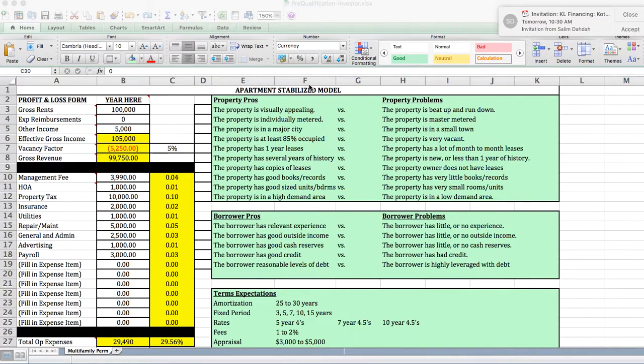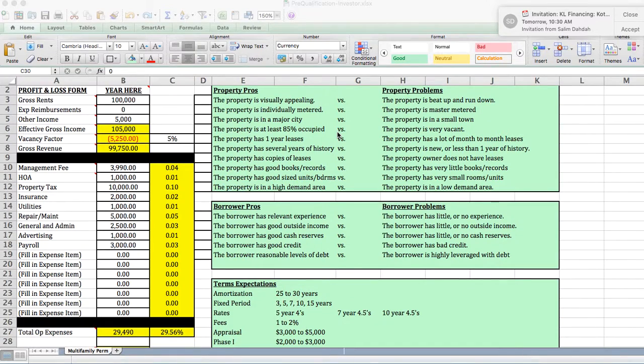Okay. Now let's go up here and talk about this section, which is really the property pros and the property problems. We went ahead and put together just some things to be cognizant of when you're trying to qualify a property. The first one for apartment is: is the property visually appealing versus is it beat up or run down? That's a big deal to the lender and should be to you as well. I mean, how does it look? Dilapidated and such, that's one thing that could be a factor in you getting approved.